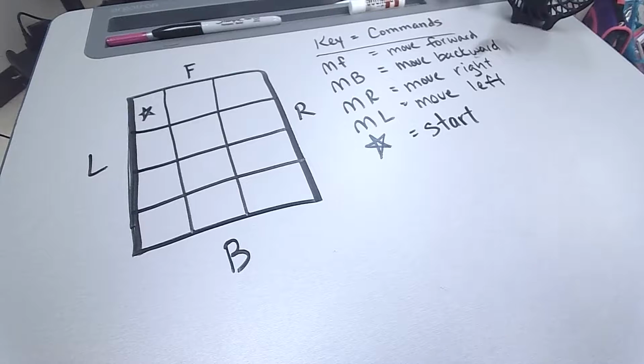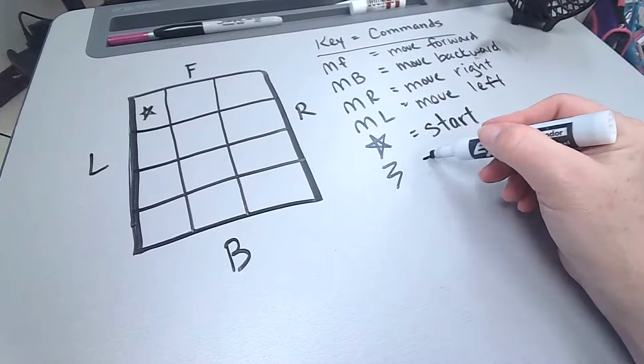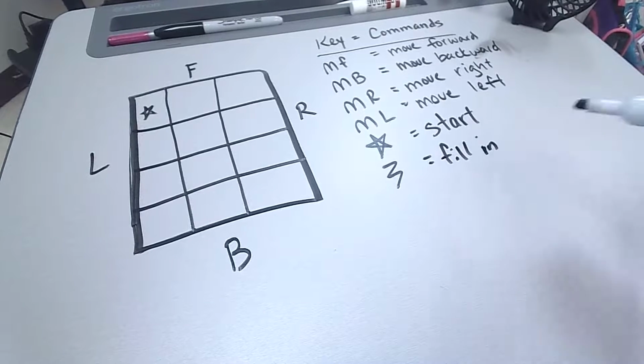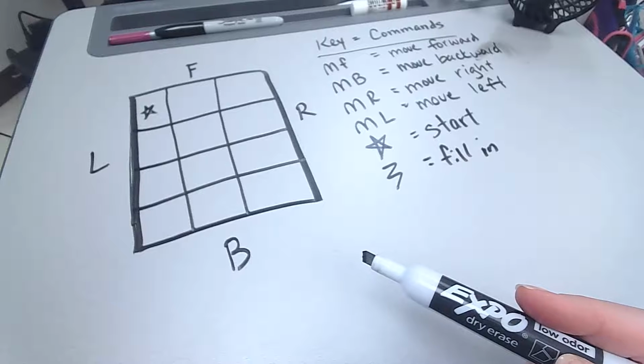All right. I'm going to make this a coloring game. So I'm going to add a symbol that means to fill in. Now what I'm going to do is we're going to pick a couple of squares that we're going to fill in.